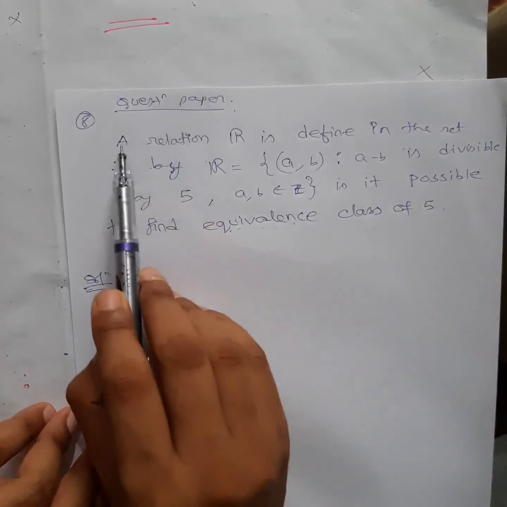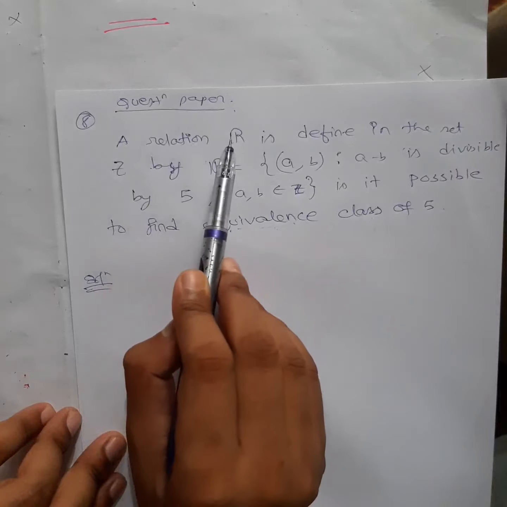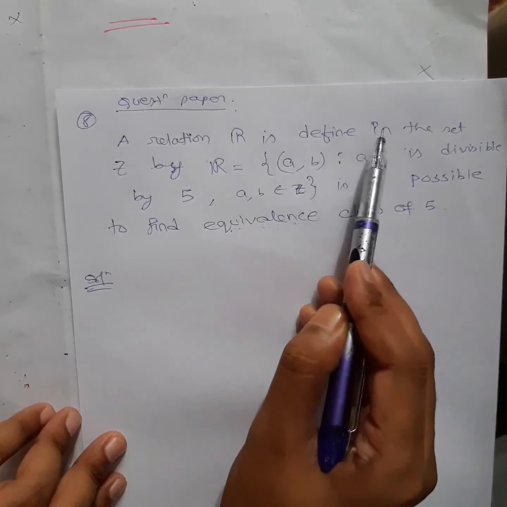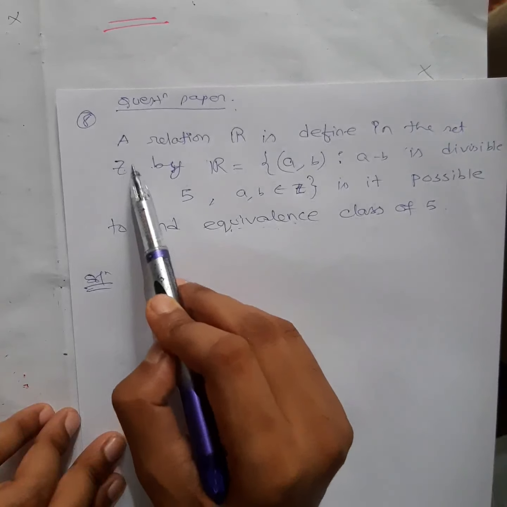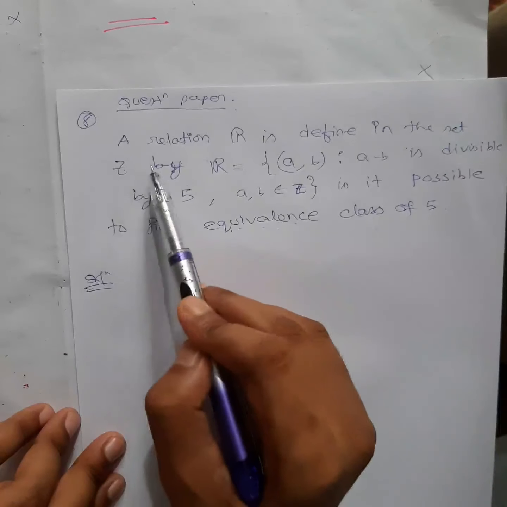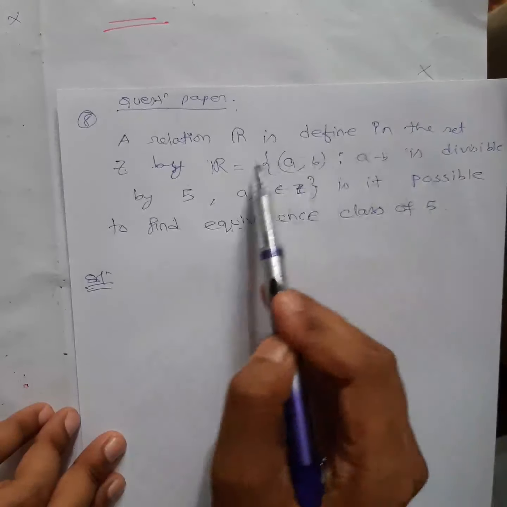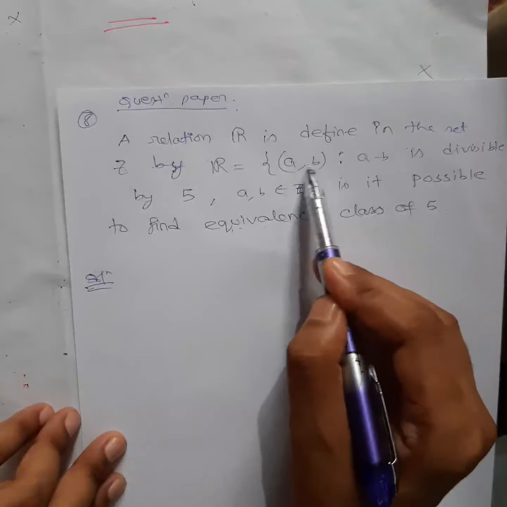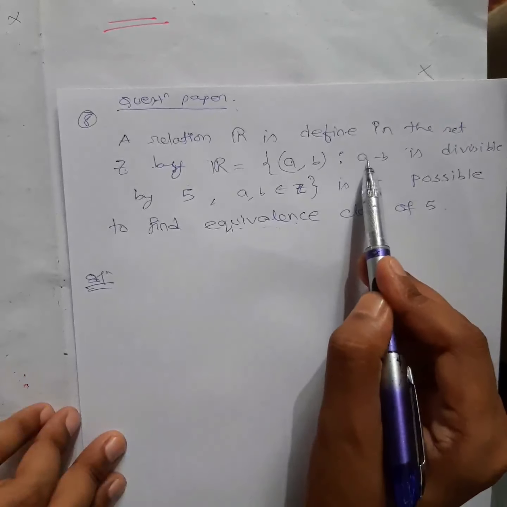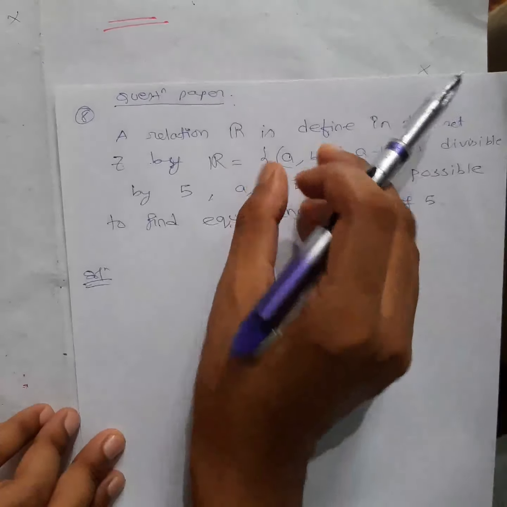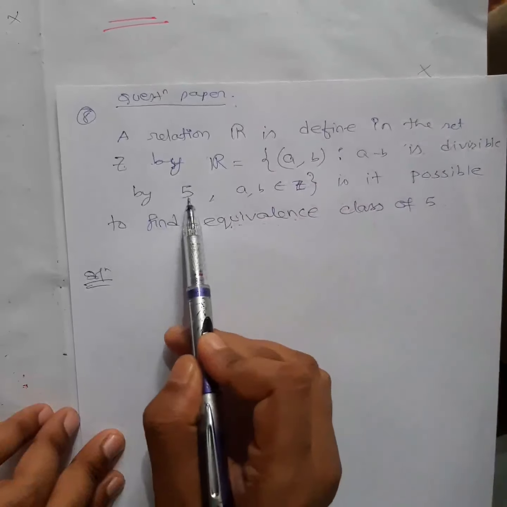What it says in the question is that a relation R is defined on the set Z, the set of integers, by this relation. So this is the relation given. What is the relation between the elements A and B? The relation is A minus B, and when you subtract, the result must be divisible by 5.